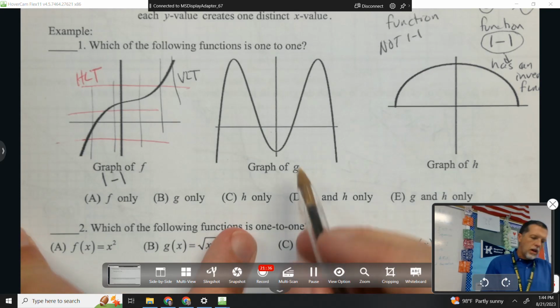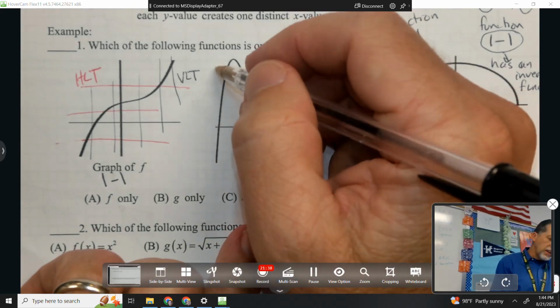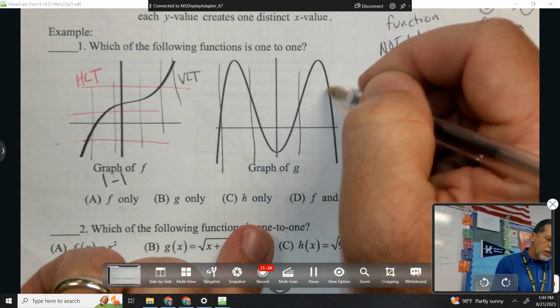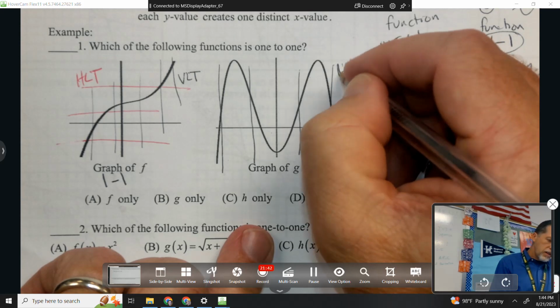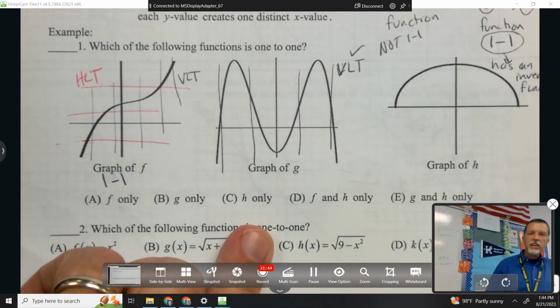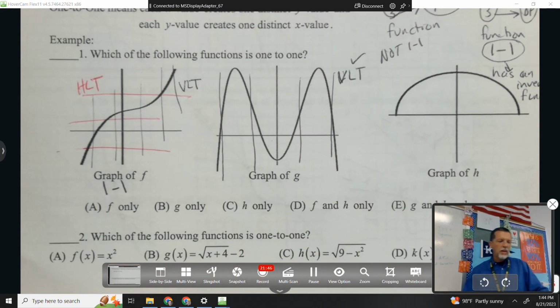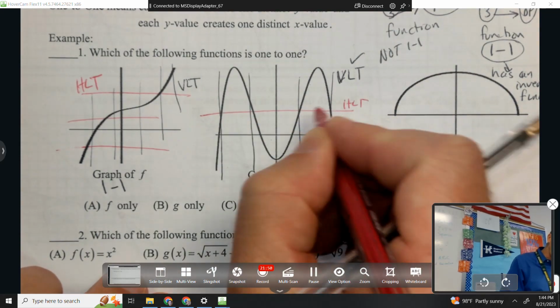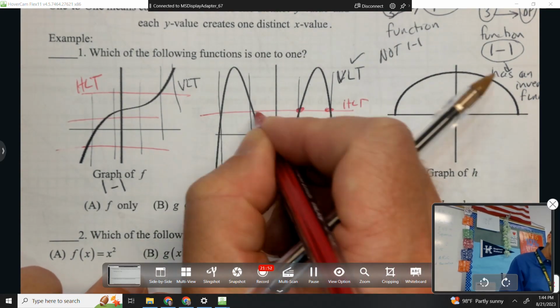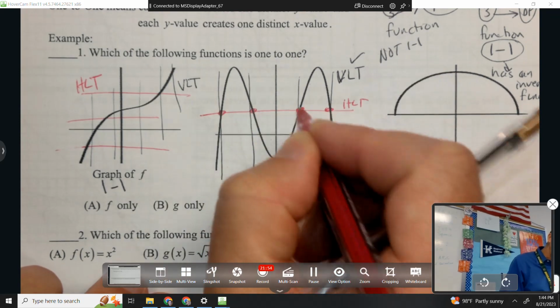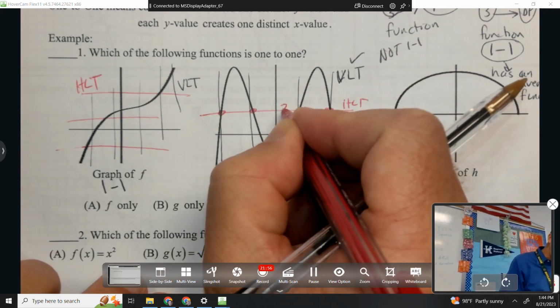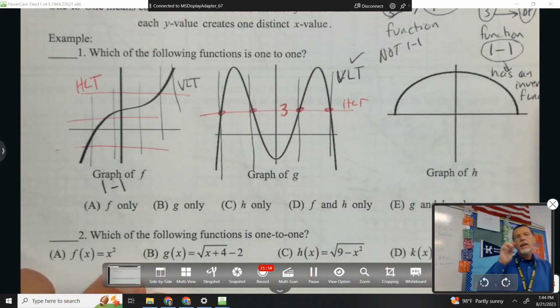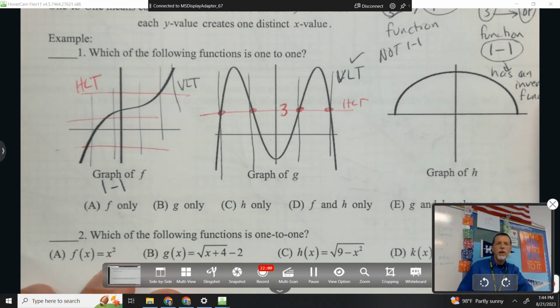Graph of G. Does it pass the vertical line test? Yep. Vertical line test. Check. It is a function. Does it pass the horizontal line test? No, it does not pass the horizontal line test. Right, so if you're thinking backwards, if you know your y value is 3, and you want to know, well, what x value gave me that? I don't know. I can't go backwards. So it is not one-to-one.